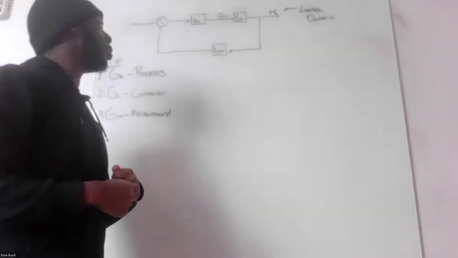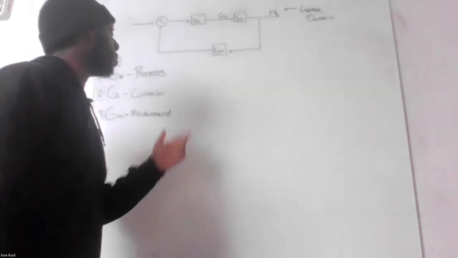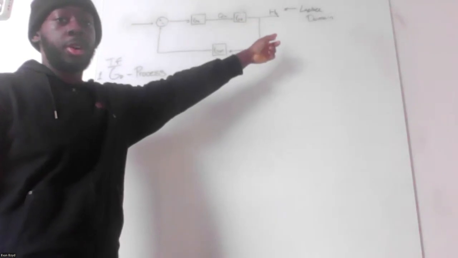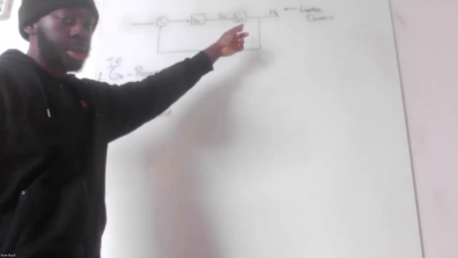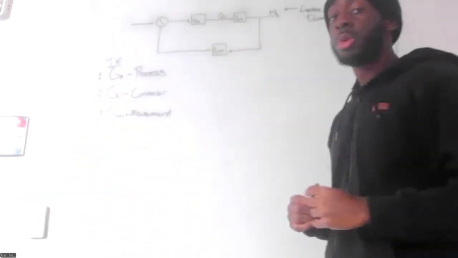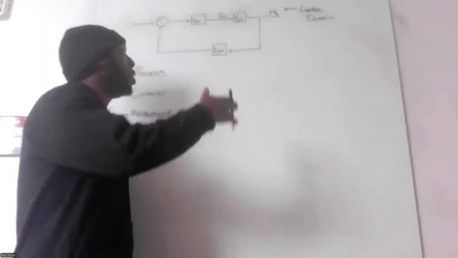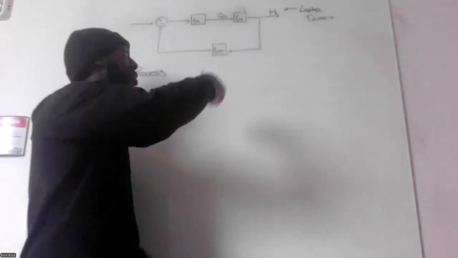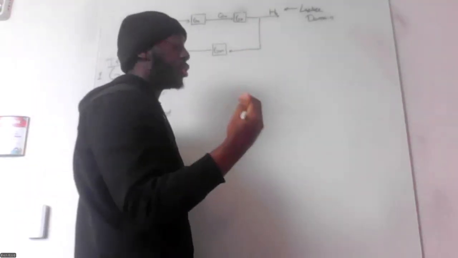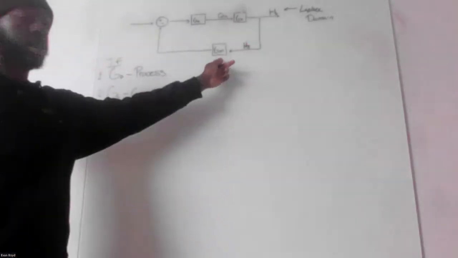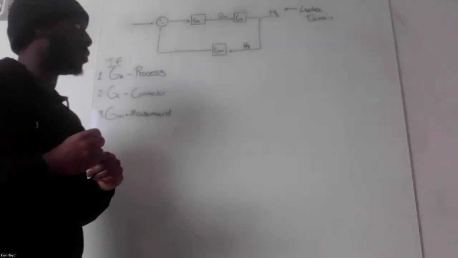So if we start with GP, our process, we have our flow Q in go in, and we find the height of tank three. For an actual system in a manufacturing plant, we want to control this. So we take the height of tank three that we measure and put it into a measurement system. This is our GM, our measurement device for our process.